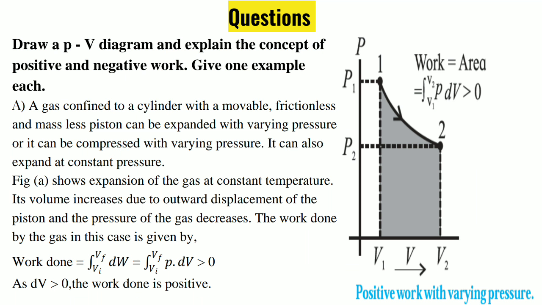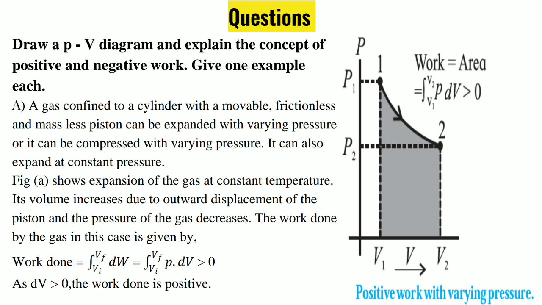That was all. Next question: draw a PV diagram and explain the concept of positive and negative work. We have to draw a PV diagram and explain positive and negative work. We have already studied this concept while I was teaching the chapter. Whenever the volume is changing, you can see the diagram. We are moving from point 1 to point 2. As we move from point 1 to point 2, volume is increasing. Whenever volume increases, work is done and work done is positive.